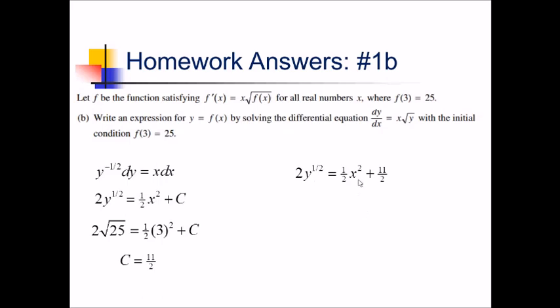Now, before I do anything to both sides, I'm actually going to turn this into one big fraction on the right side, just to make it a little easier to deal with all at once. So I'm going to have x squared plus 11 all over 2. And now, let me isolate y. I'll start by dividing everything by 2. So I'll have y to the 1/2 equals x squared plus 11 over 4, because if I'm dividing by 2, I'm really multiplying by 1/2. And now to get rid of this 1/2 here, I have to square both sides. So that leaves me with y equals x squared plus 11 over 4, the whole thing squared.